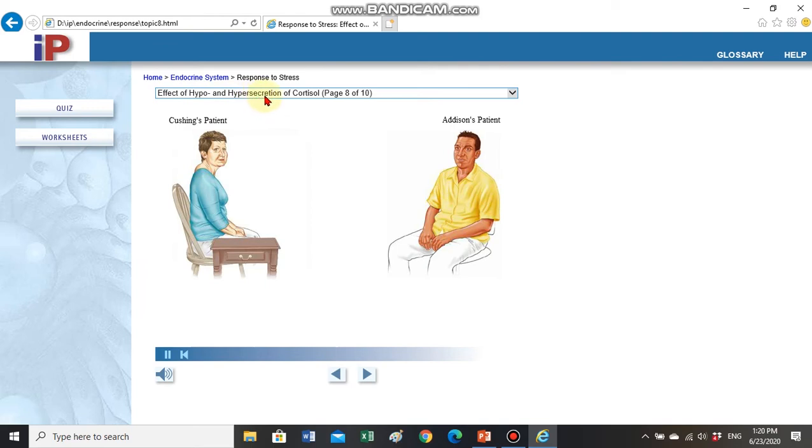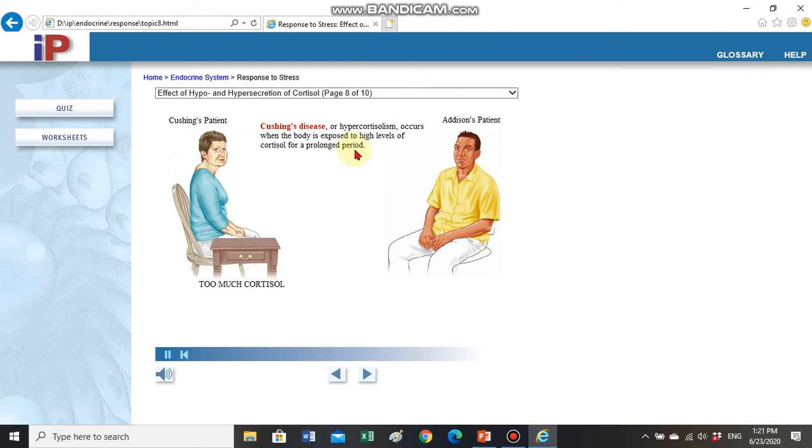One way that scientists learn about the endocrine system is to observe the symptoms of patients who secrete too much or too little of a particular hormone. Two relatively rare diseases of the adrenal gland help illustrate some of the functions of cortisol. Cushing's disease, or hypercortisolism, occurs when the body is exposed to high levels of cortisol for a prolonged period.